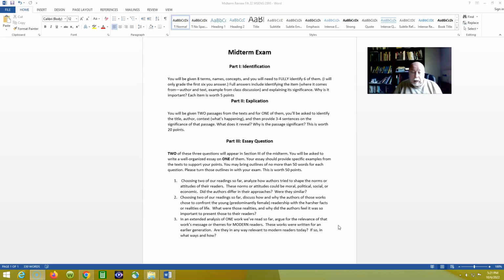Now the second part is the explication part. What I'm going to do is give you 2 fairly obvious, fairly significant passages from some of the works that we had. In this case, you're going to do the same thing, only you're going to expand that. You're going to tell me where it's from, who's the author, what's the title, and what's going on in this passage.